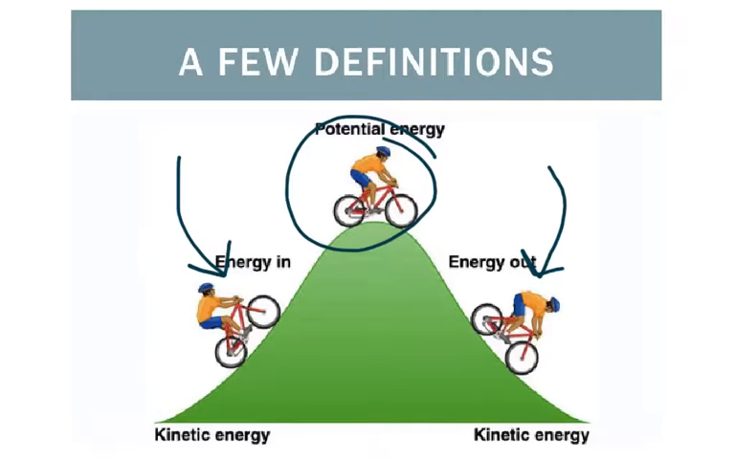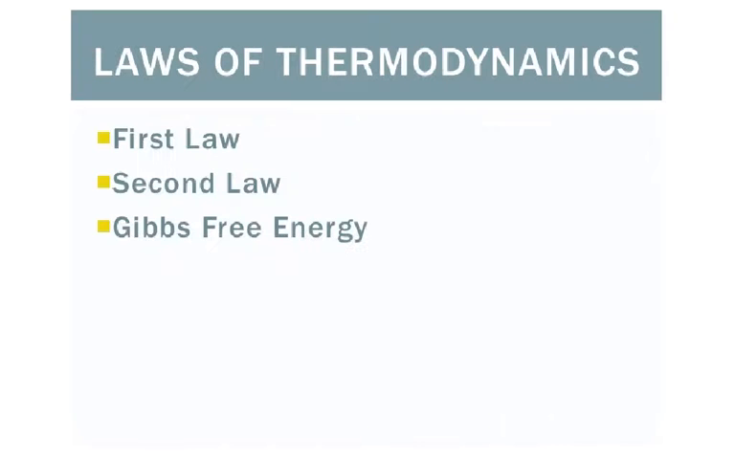The total amount of energy is going to stay the same, just you can go from kinetic energy to potential energy or from potential energy to kinetic energy. Don't forget, potential energy is energy due to an object's position or the arrangement of its molecules and atoms, and kinetic energy is the energy of motion. Now let's look at the laws of thermodynamics. We'll look at the first and second law, and then we'll look at Gibbs free energy.